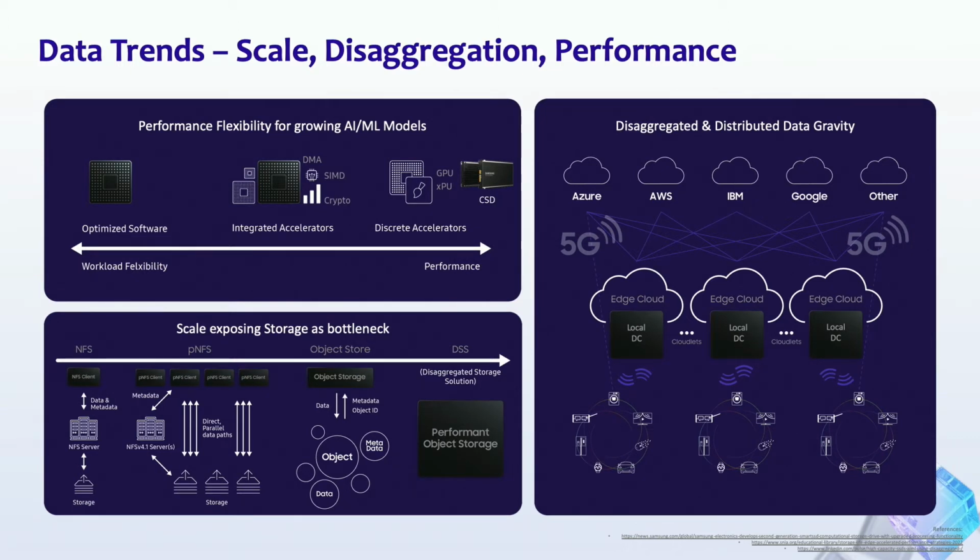Normal CPUs are perfect for your software optimized solution, but when you need performance, then came the integrated accelerators, SIMD or crypto, AI, then the discrete accelerators like GPUs, and now with computational storage, you can do near data processing right where the data is, right? One single tier of performance cannot serve the solution, right? So you need to have a solution which can use all the different tiers, keeping the application in mind, right?